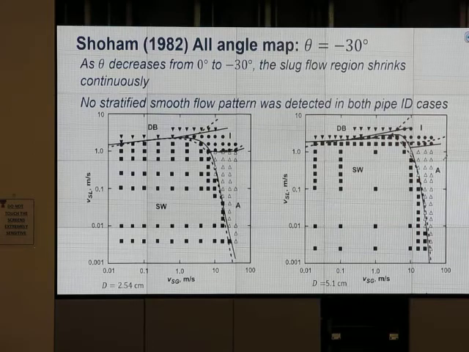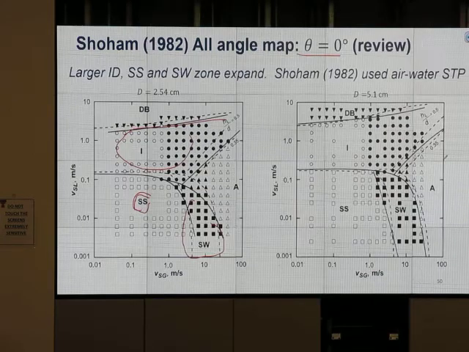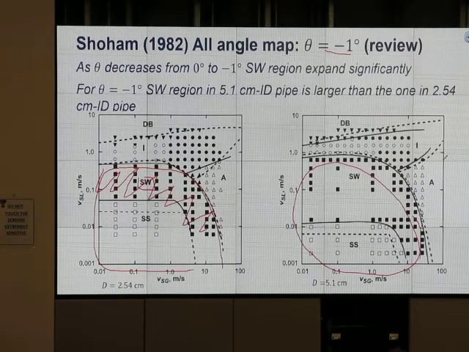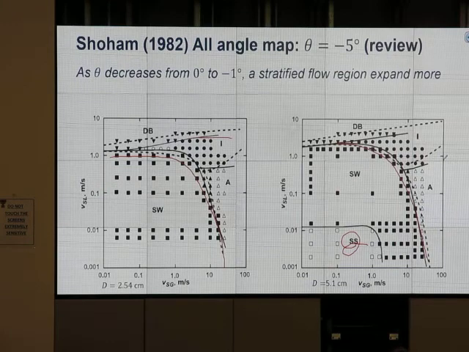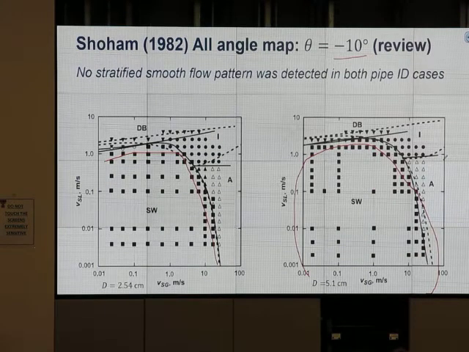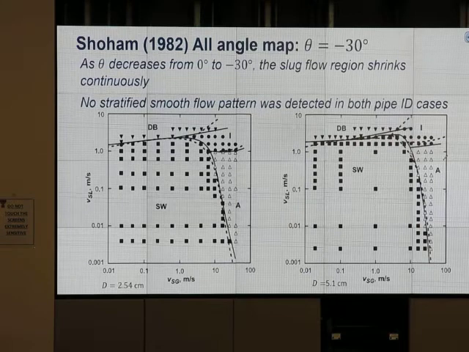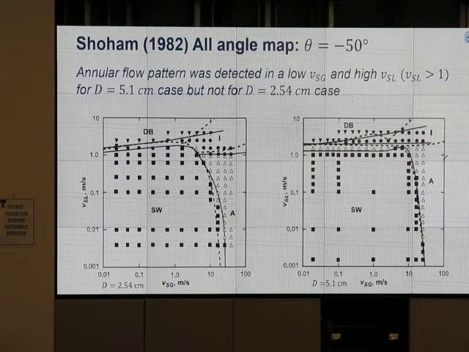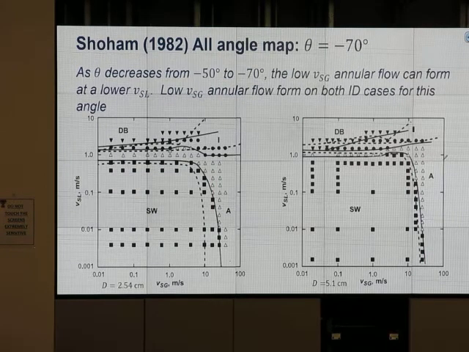-30, stratified wavy. We can see the intermittent regime shrinks quite a lot, right? When we have downward flow, even 1 degree, the intermittent flow becomes smaller and smaller and smaller. -10, -30, okay. -50. Majority of the flow pattern is stratified wavy. Okay. -70. Oh, okay. Now there's something happening.